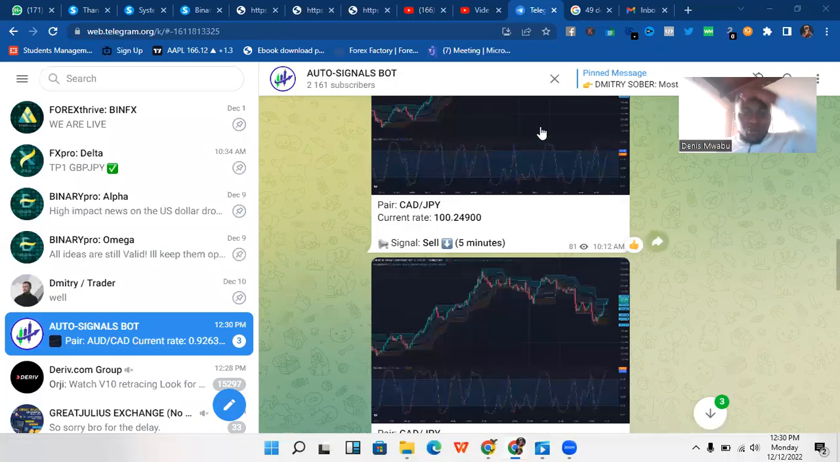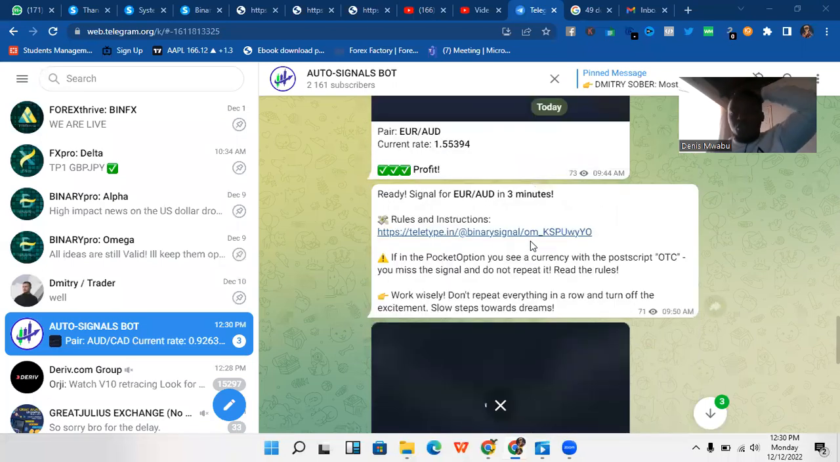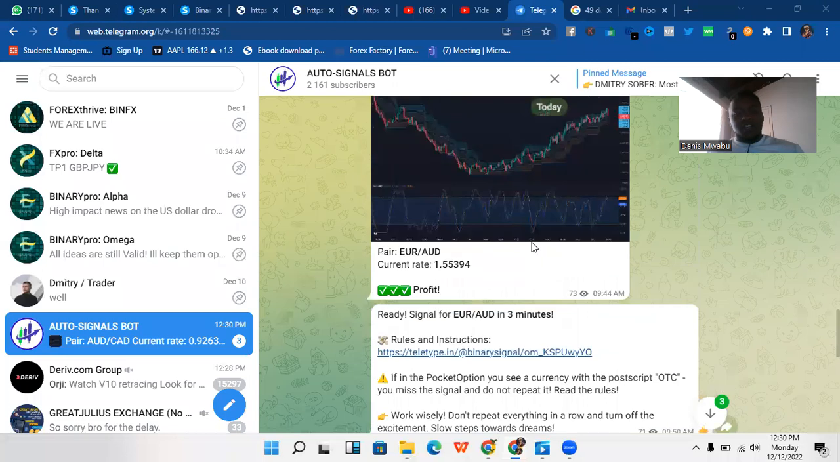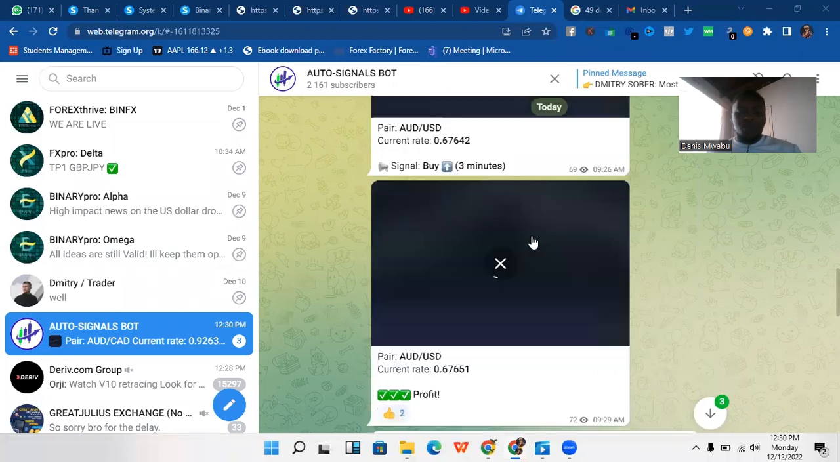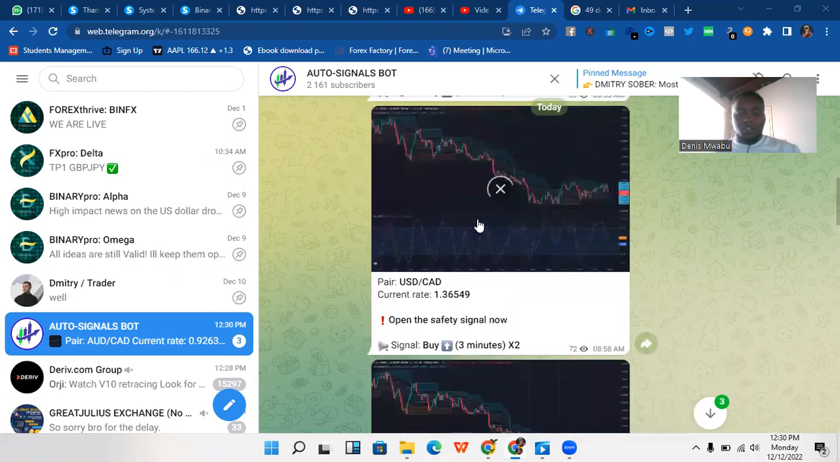So okay, what's going on, everyone? Markets just opened, and I want to share with you live results on the bot. We're just going to take a look at how many trades it took. This is the bot. I'm in the bot here right now.